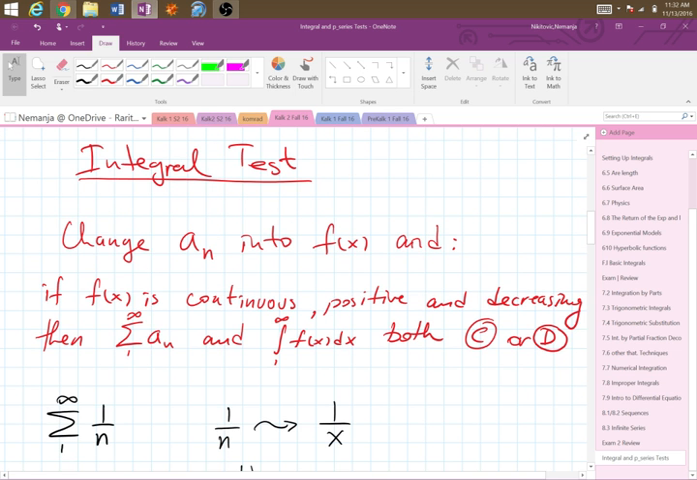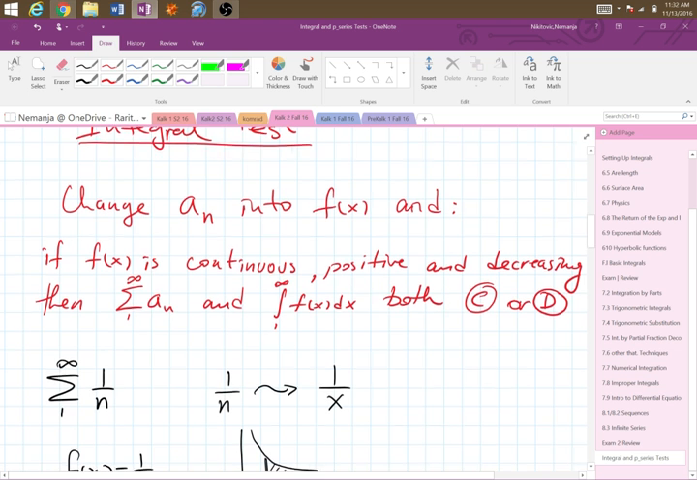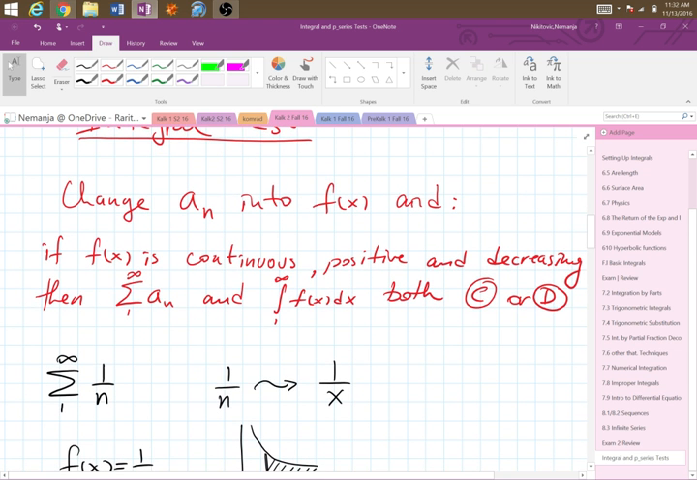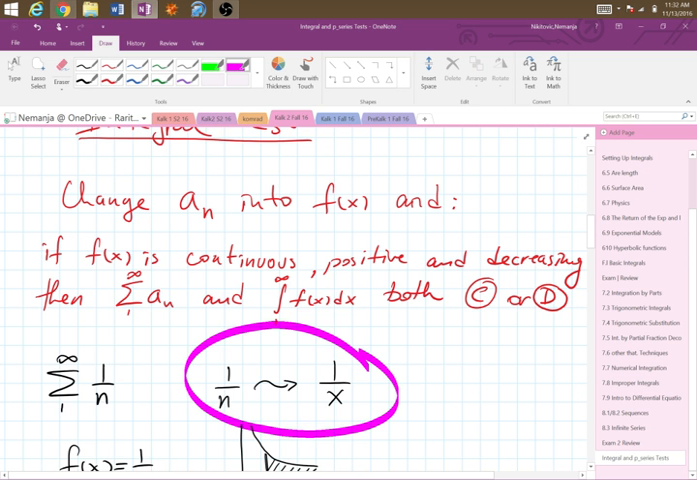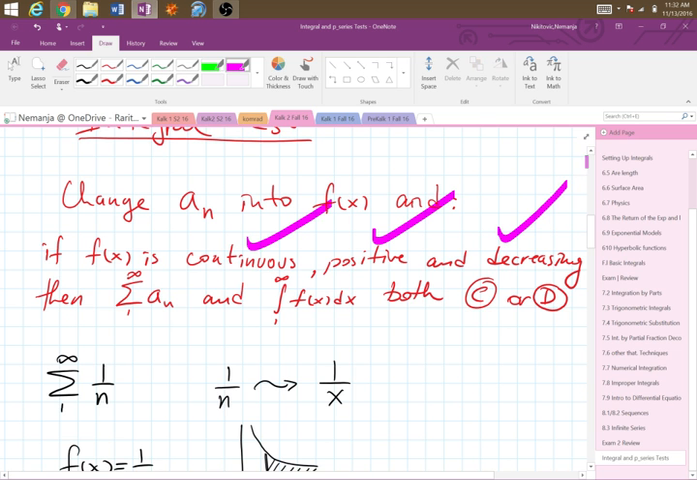So we start with 1 over n, which is the harmonic series. So that's the first example. And the first thing we do is we change the discrete function 1 over n into a continuous 1 over x. Now we have to prove those three conditions, continuous, positive, and decreasing, and only if all three hold are we allowed to use the integral test.